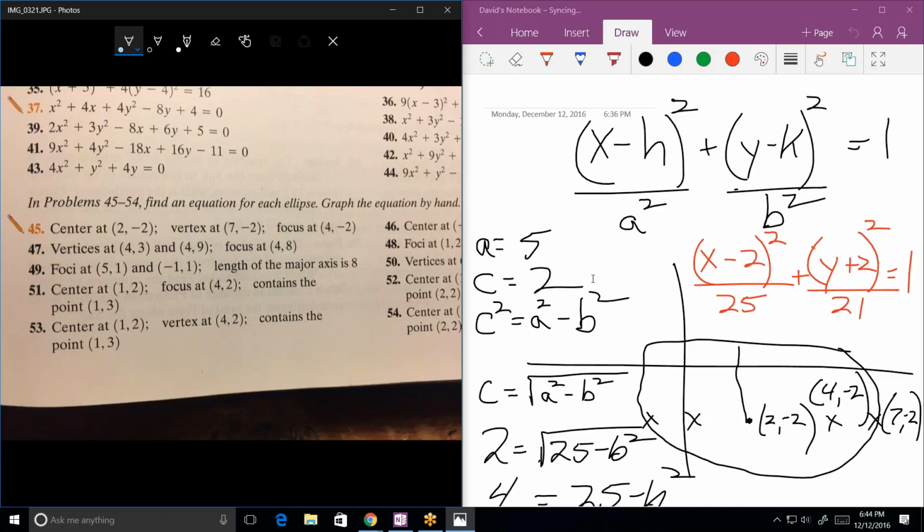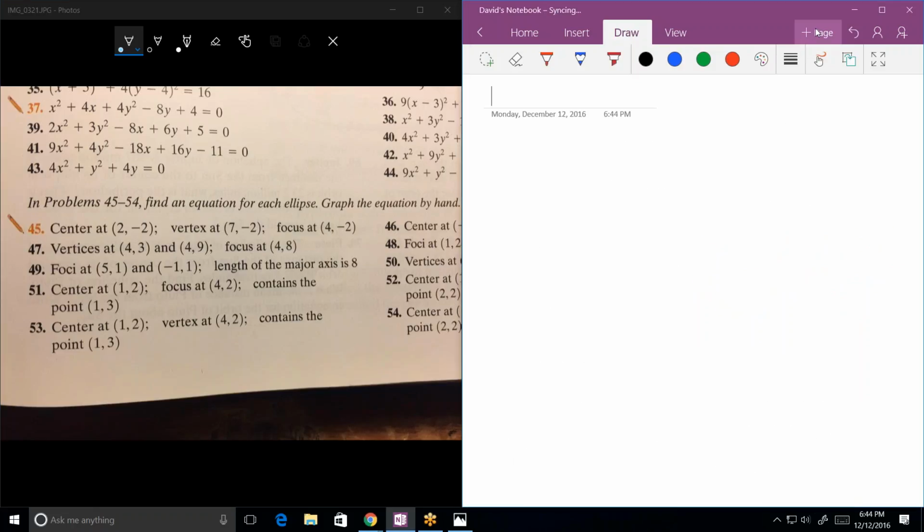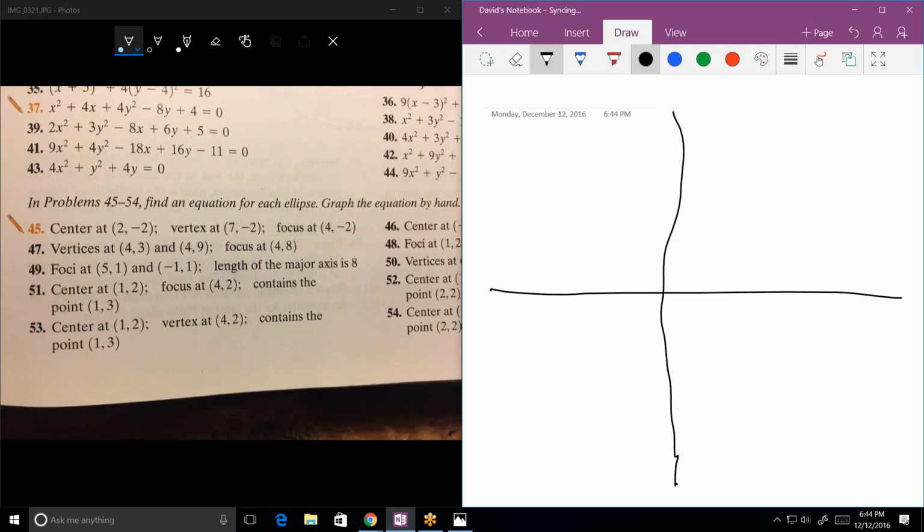Okay. What next would you like to do? Want to work on, let's work on 47. Your choice. You tell me what you want to work on. Yeah, let's work on 47. Okay. So 47, the best way to start these is to go ahead and try to graph them, because if nothing else, that tells you its orientation.